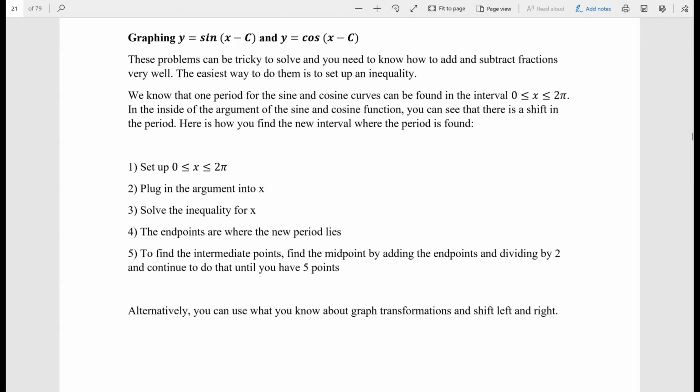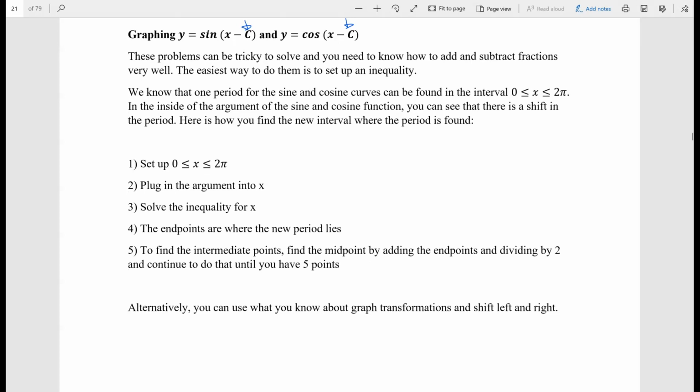So in this video, we're going to continue graphing sine and cosine functions, but this time, instead of the period being changed, we're going to shift the entire curve. So now you're going to have a plus c or a minus c. Okay, so you're going to have a little phase shift.